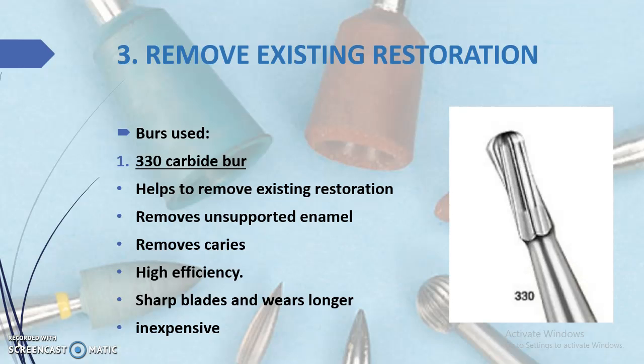Now, before starting with preparing the surfaces of the tooth, we will remove any existing restoration that is present, and for that, the burr first used is the 330 carbide burr. It helps to remove existing restoration. It removes the unsupported part of the enamel and removes caries. It has a very high efficiency. As we can see in the pictures, it has sharp blades and it wears longer. And most of all, it is inexpensive.